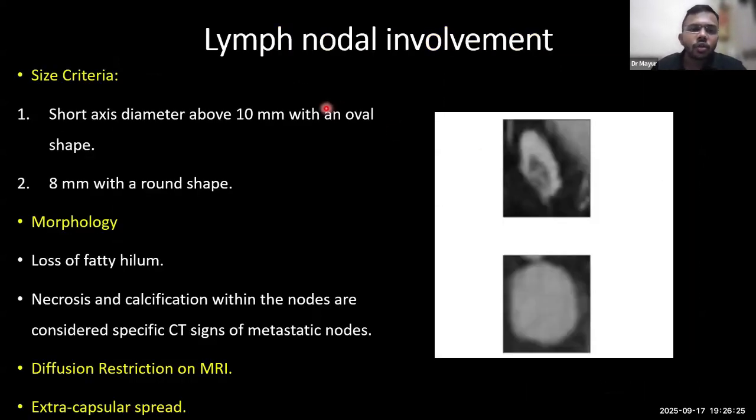Lymph nodal involvement in ovarian tumors. Size criteria: more than 10 mm in ovoid lymph nodes and more than 8 mm in rounded lymph nodes is significant. Morphology-wise, loss of fatty hilum, necrosis, and calcification are signs of metastatic nodes, along with extracapsular spread, better demonstrated on MRI. Normal appearance of a lymph node, which is ovoid and has a fatty hilum. Appearance of a metastatic node showing loss of fatty hilum and a rounded shape.